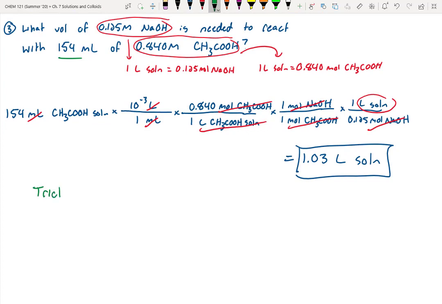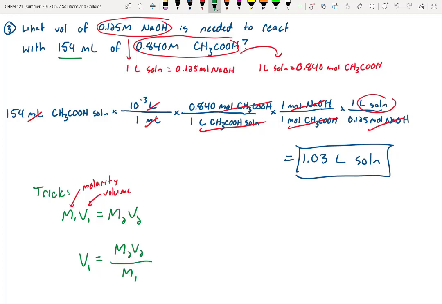However, there's a trick from our last video where we said M1 V1 equals M2 V2. And M is molarity, and V is volume. Okay, so let's think about it this way. Let's set M1 and V1 to be the molarity and volume for sodium hydroxide. We're trying to find the volume, right? So we could say, well, V1 is going to be equal to M2 V2 divided by M1.